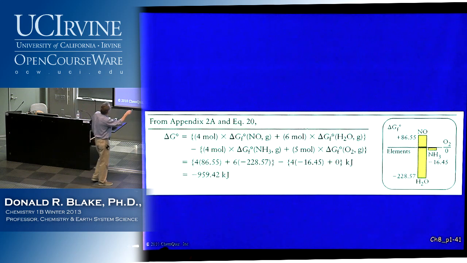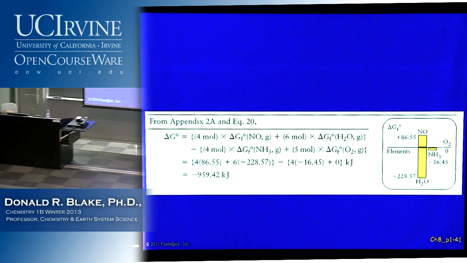So you work through this math and you come up with that the delta G is equal to about minus 960 kilojoules. Spontaneous? Heck yes.